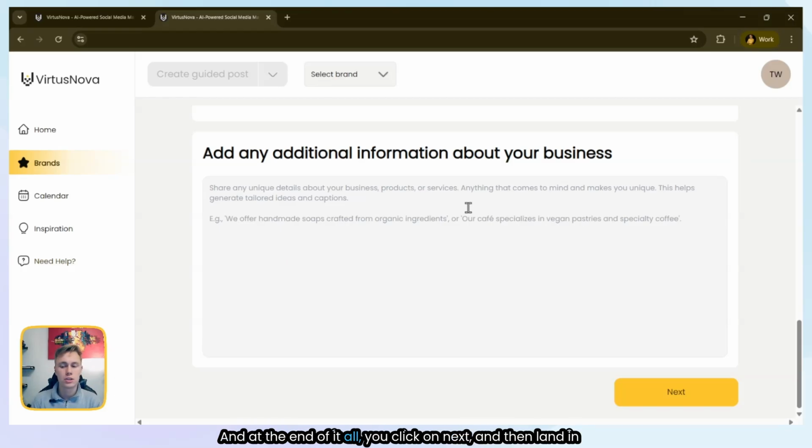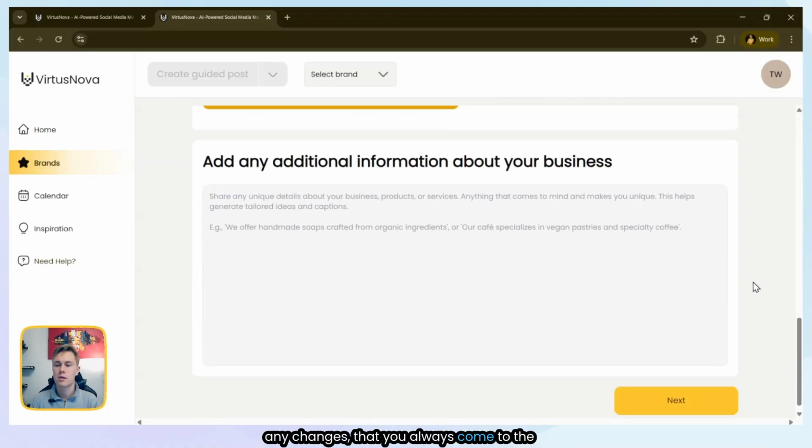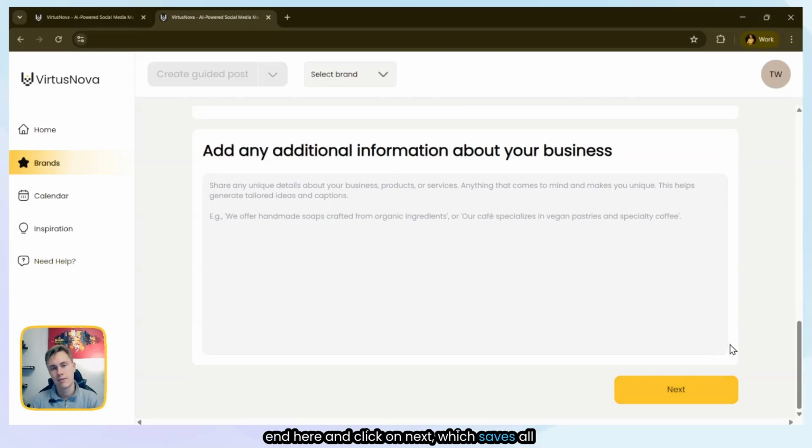And at the end of it all, you click on next and then land in the media library, which is going to be a separate video, but effectively make sure that if you do make any changes, that you always come to the end here and click on next, which saves all of this data which we just updated or input.